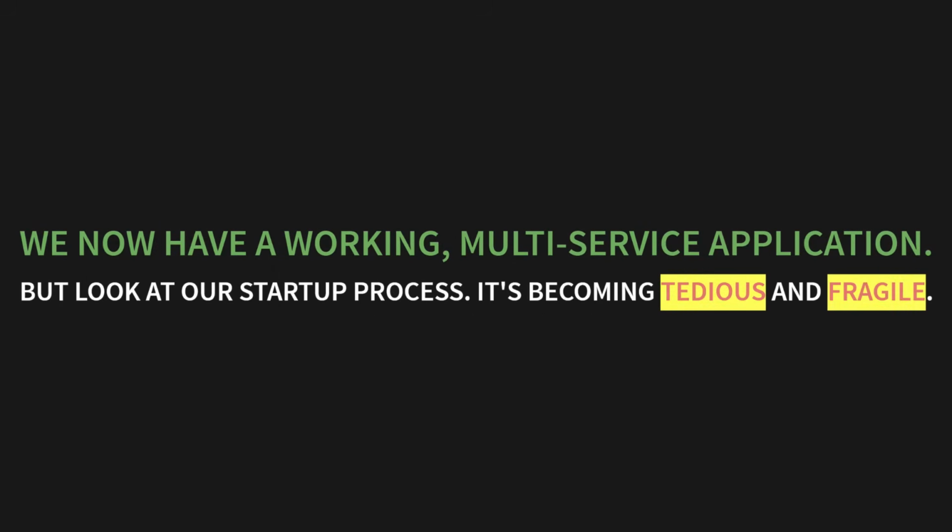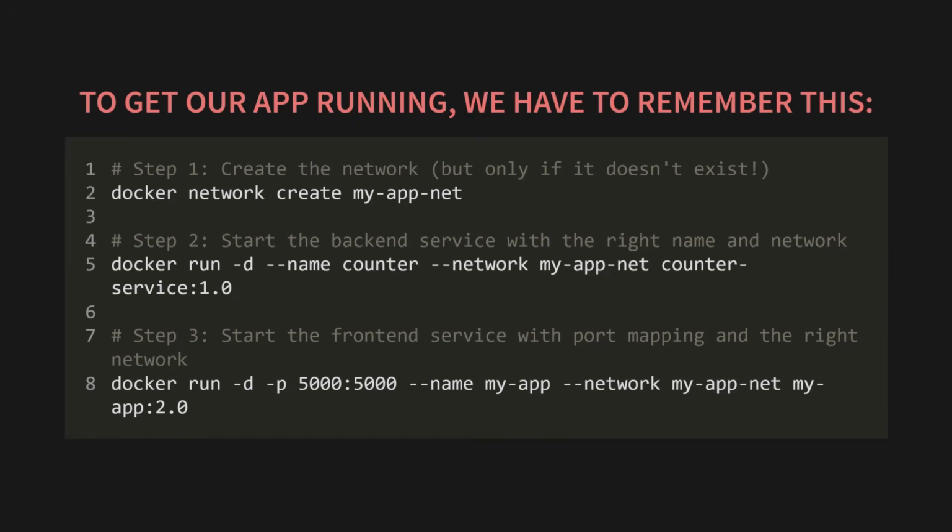We now have a working multi-service application. But look at our startup process. It's a mess. Step 1. Create the network, but only if it doesn't exist. docker network create my-app-net. Step 2. Start the backend service with the right name and network. docker run -d --name counter --network my-app-net counter-service:1.0. And step 3. Start the front-end service with port mapping and the right network.